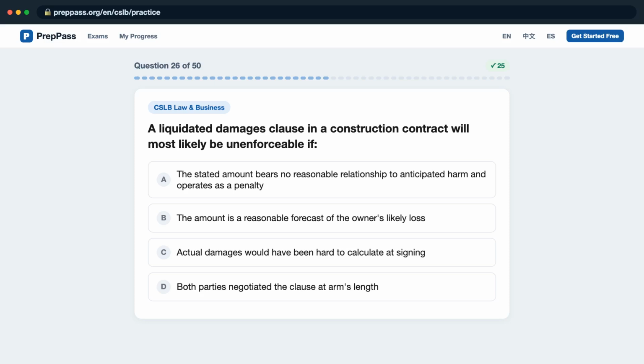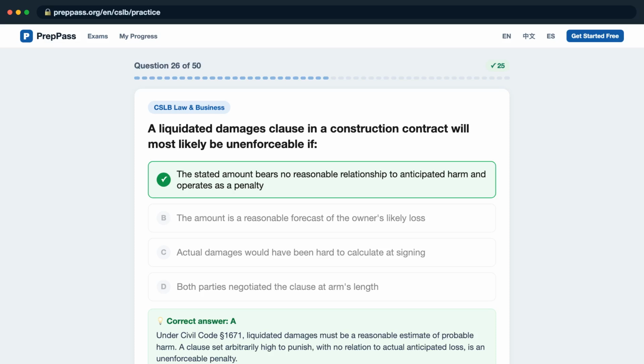Question 26. A liquidated damages clause in a construction contract will most likely be unenforceable if: A. The stated amount bears no reasonable relationship to anticipated harm and operates as a penalty. B. The amount is a reasonable forecast of the owner's likely loss. C. Actual damages would have been hard to calculate at signing. D. Both parties negotiated the clause at arm's length? The correct answer is A.